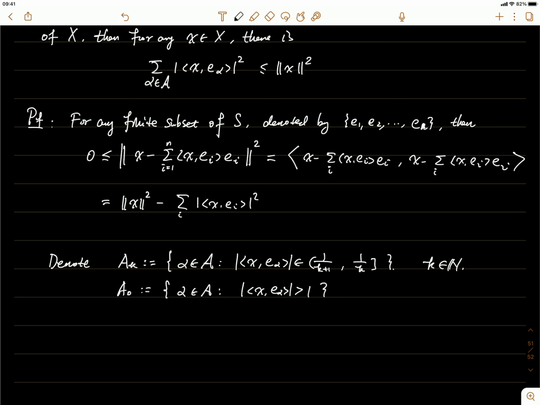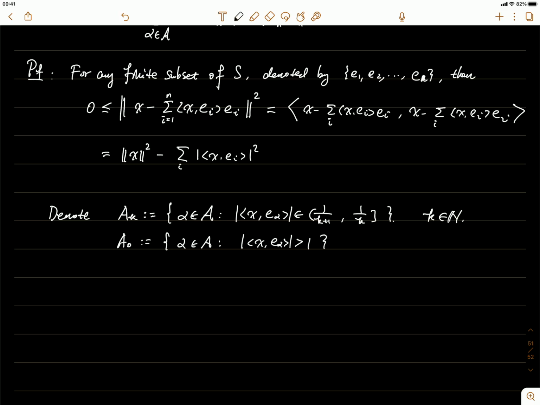So now let's look at any alpha. It has to be in one of these. So I know that the set A is just the union for k from 0 to infinity of these A_k. Right, that's what I know. Every element in S must be in one of these A_k.